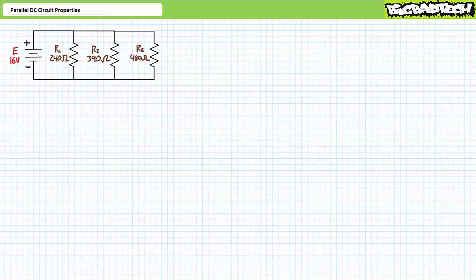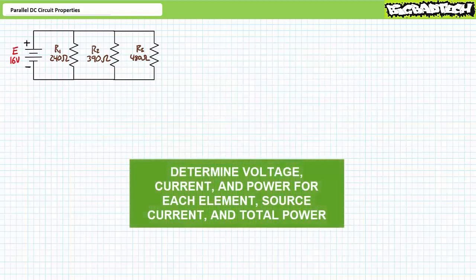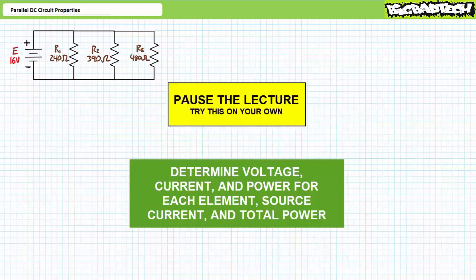Alright, let's now discuss the influence of shorts and opens in parallel circuits before we bring this lecture to a close. As a preparatory exercise to the viewer, I invite you to solve for the voltage across each element, the current through each element, the power dissipated by each element, source current, and total power for the complete circuit. By all means, pause the lecture and try this on your own. If you're tracking, you should have obtained the following results.